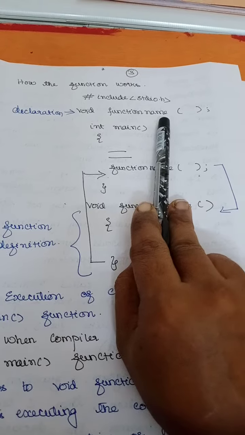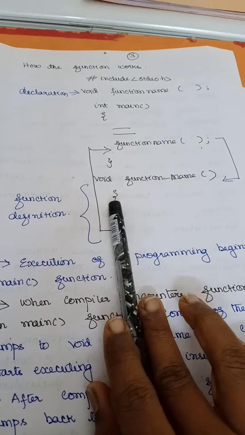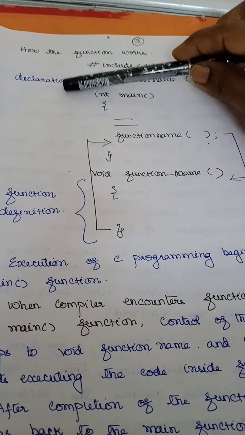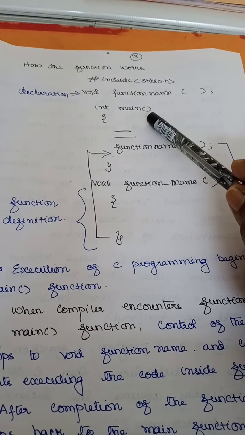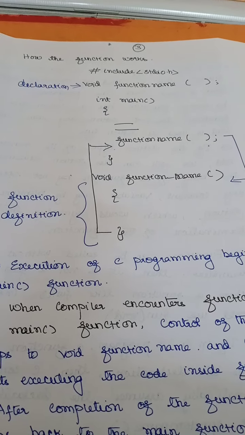This is a declaration. Then I have got a main program here, and then here I am having the function definition. See, if I don't have this statement, and in the main program I have this function name, then it will give you an error.